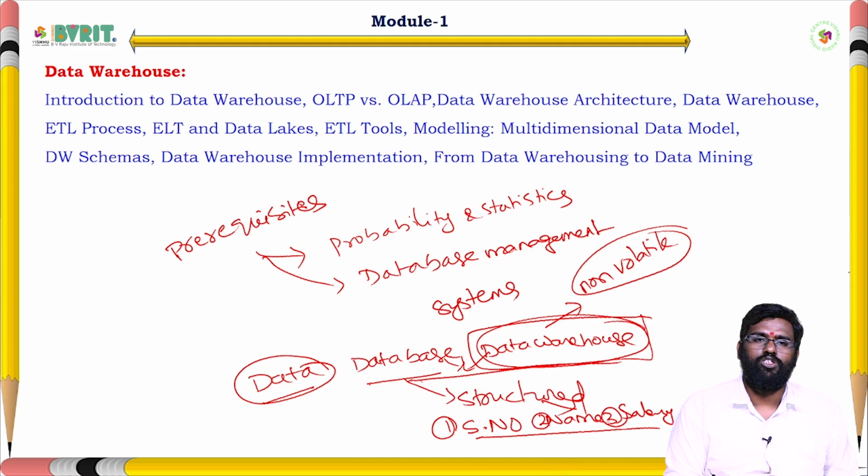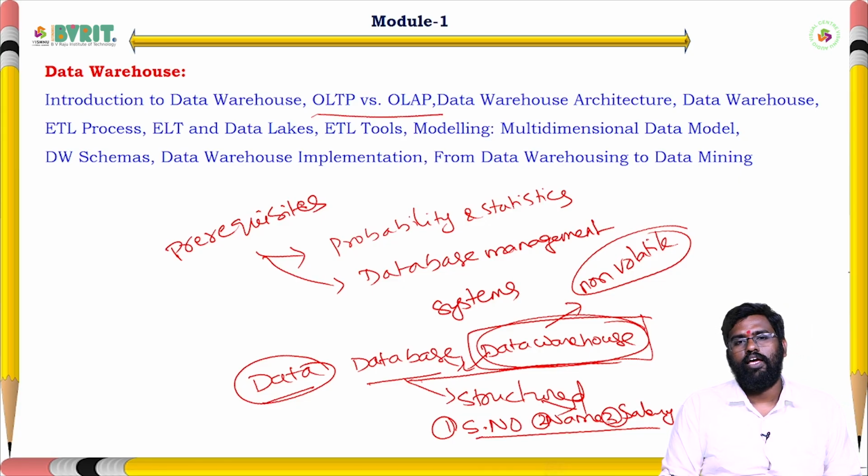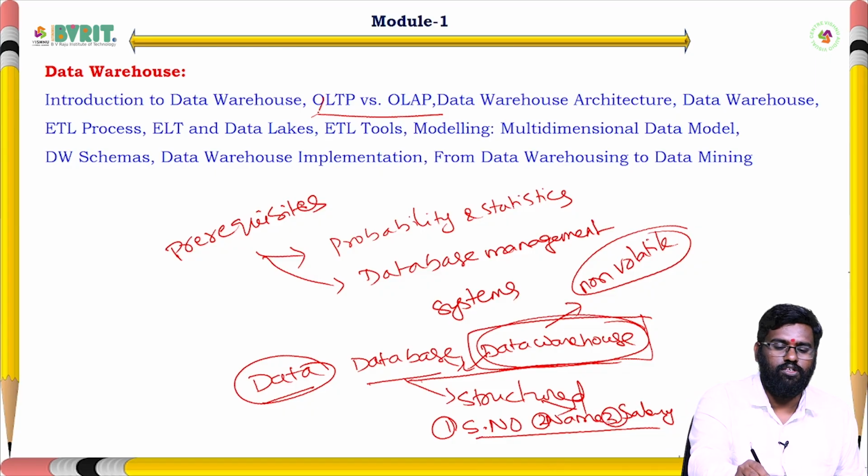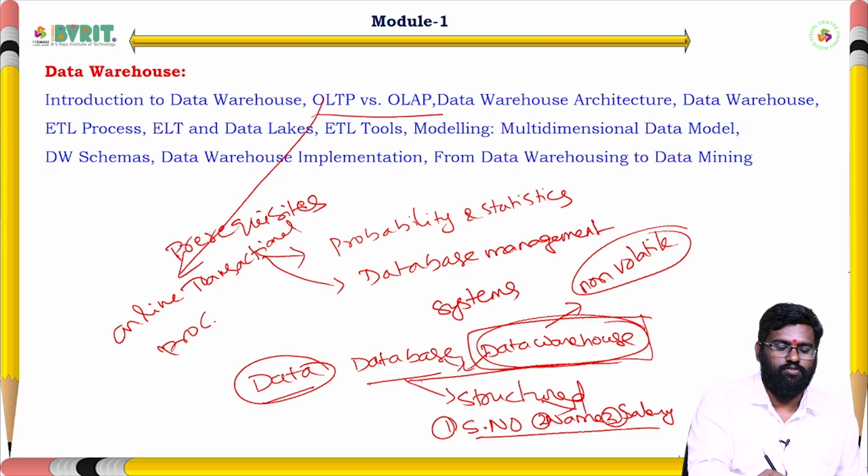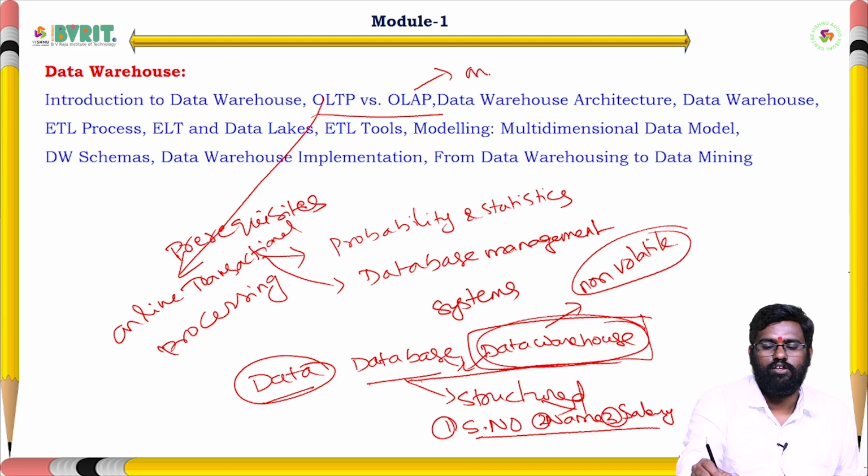Now coming to the introduction to data warehouse. Mainly the data warehouse is used to store current and historical data, and they need to store the data in the form of OLTP and OLAP. OLTP means online transactional processing. OLAP means online analytical processing.